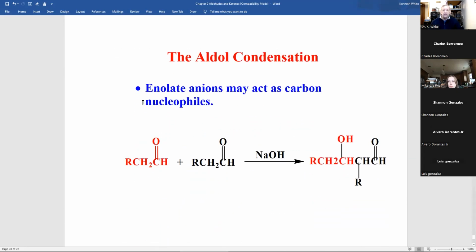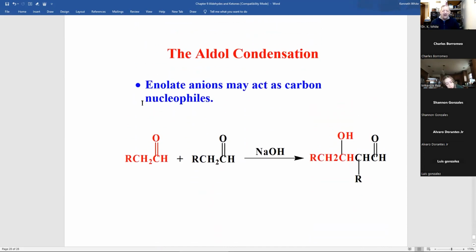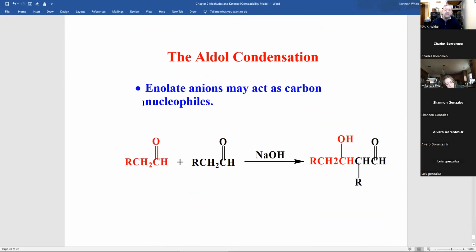And now switches, wrong hand, click, switches on, full blast. Let's talk about the aldol condensation. And the aldol condensation uses enolate anions on the alpha carbon as a nucleophile. Now, here's the reaction, one way to write it.